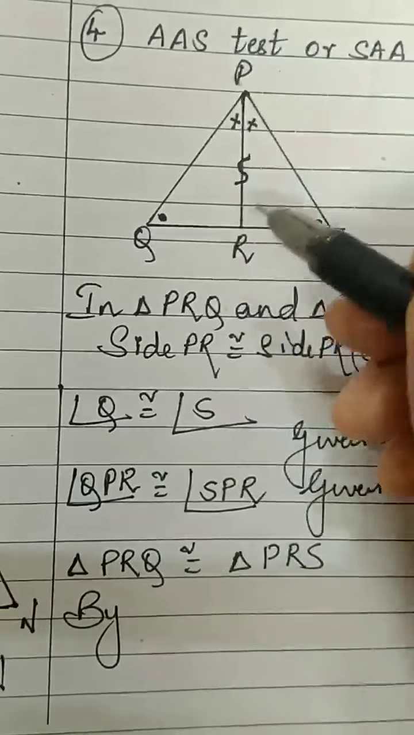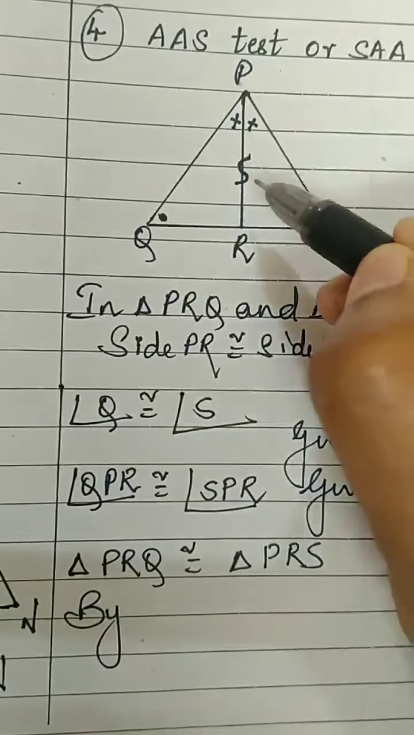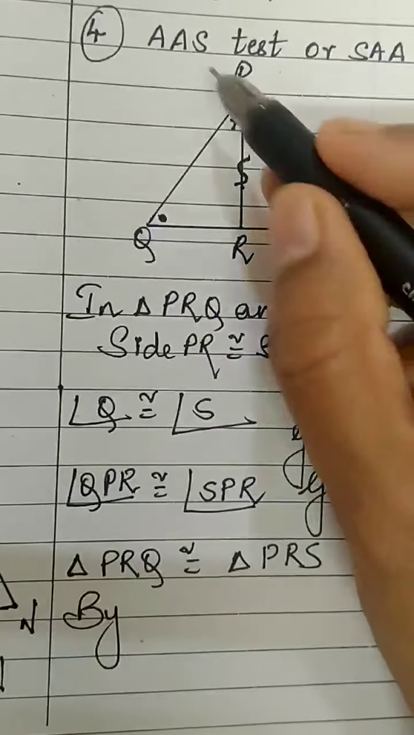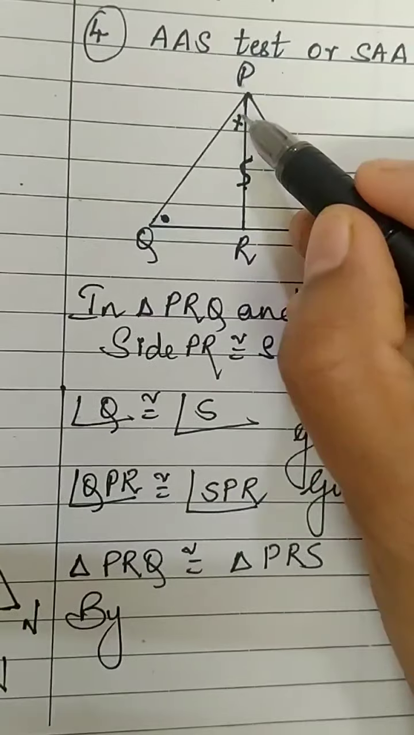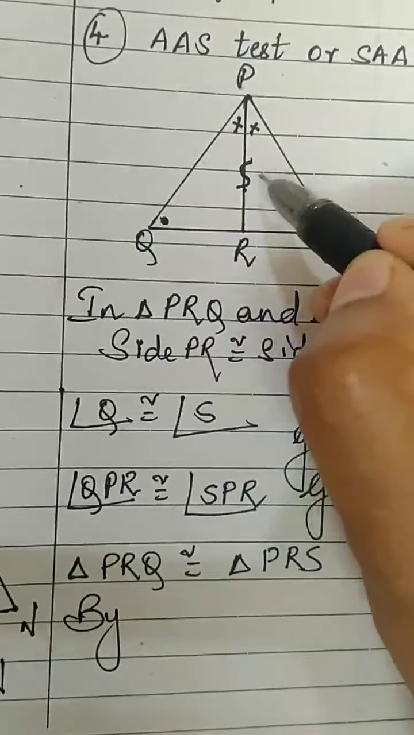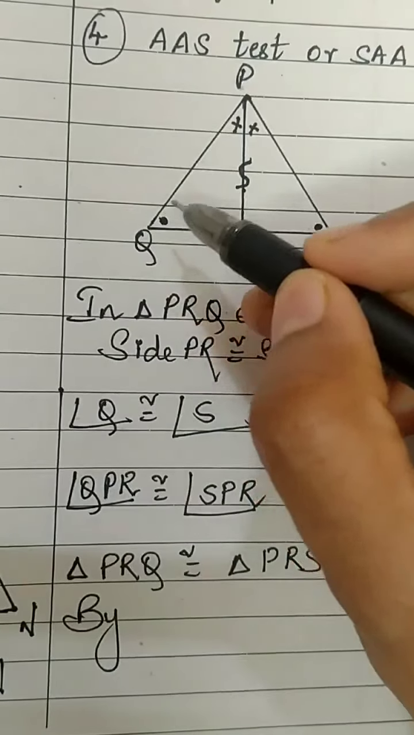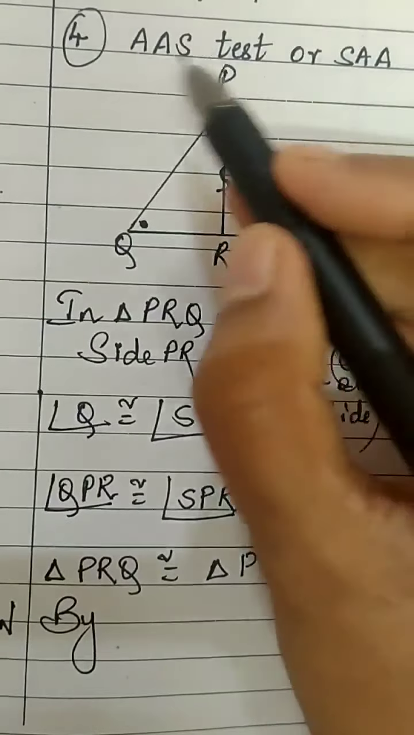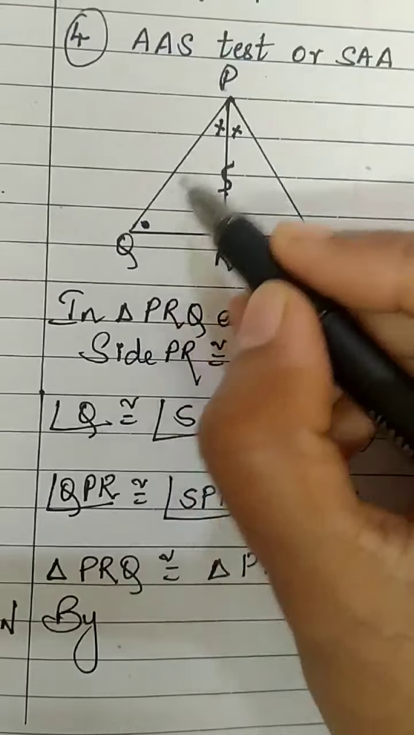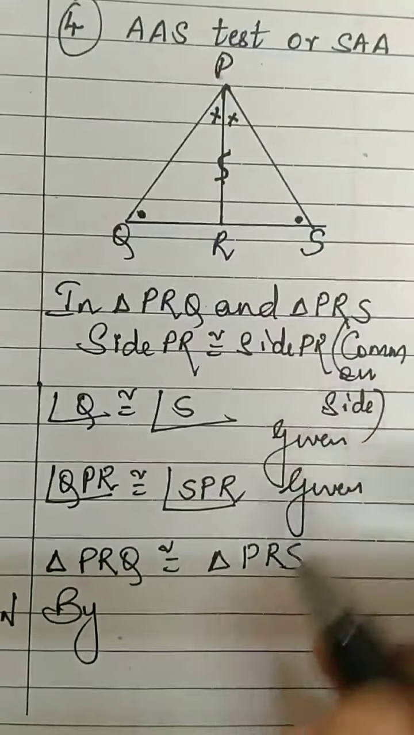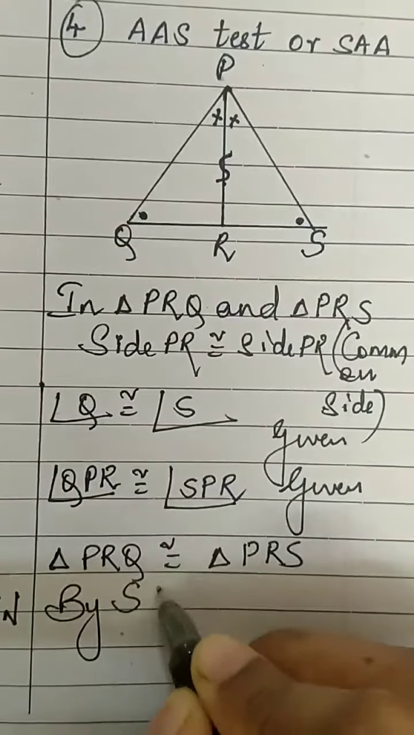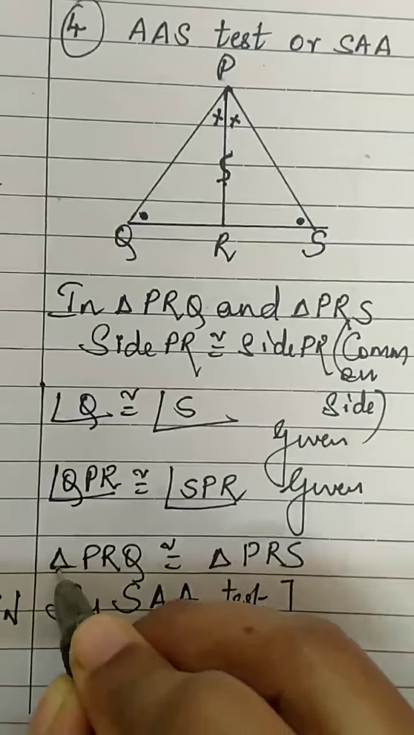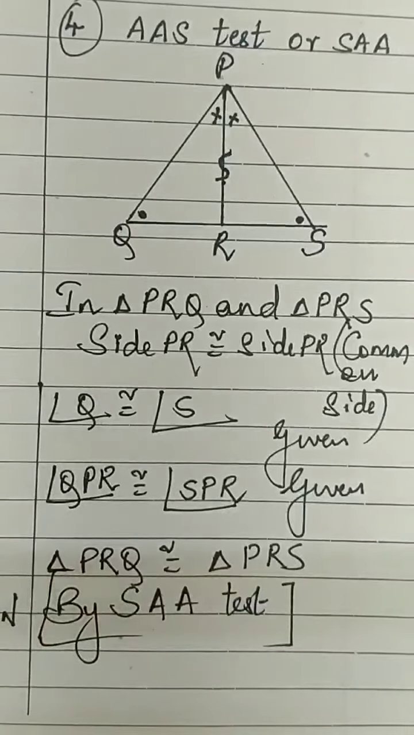So which is the third test that we can use here is SAA. Coming in order, no, one after the other. One common side, first angle, second angle. Side angle angle test. Call it as SAA test or AAS test, angle angle side test. So both these triangles are congruent by SAA test of congruence. I hope you are understanding.